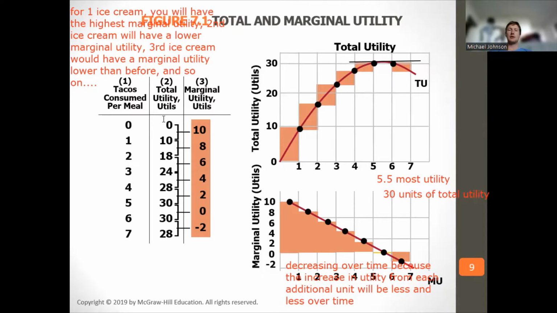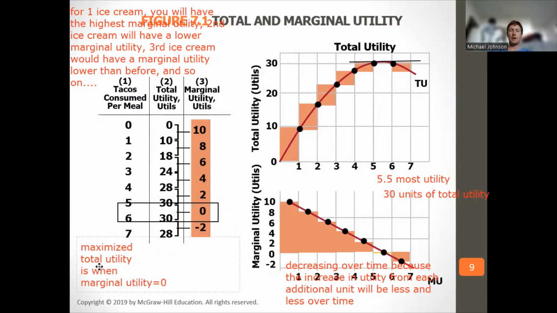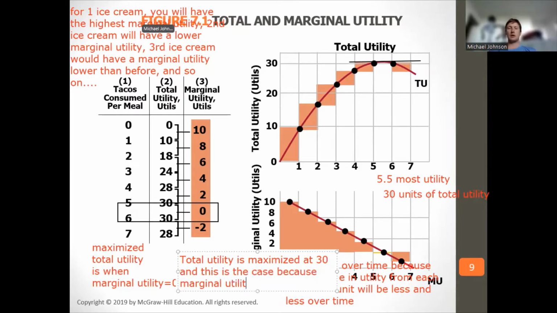So you want to be at this location. If you want to maximize your utility, you maximize it where marginal utility is equal to 0. So this is where maximized total utility is, when marginal utility is equal to 0. Total utility is maximized at 30, and this is the case because marginal utility equals 0.